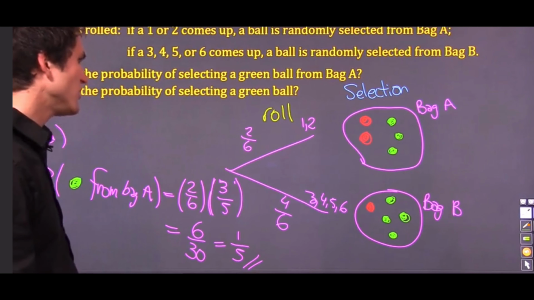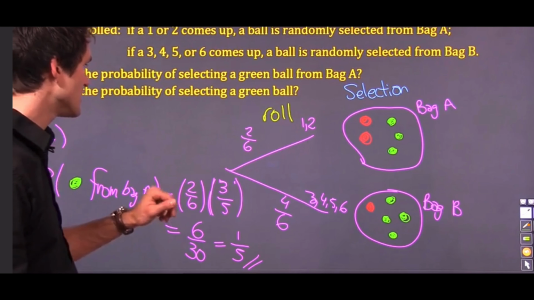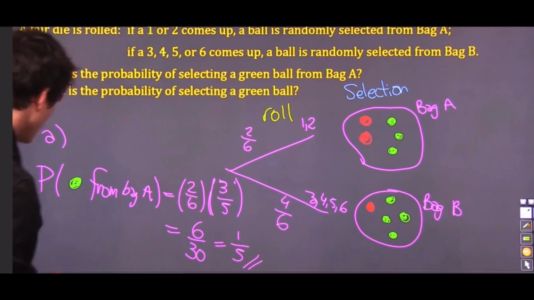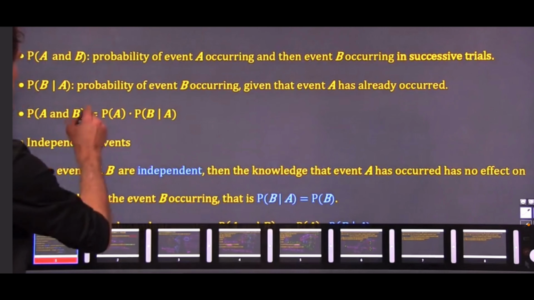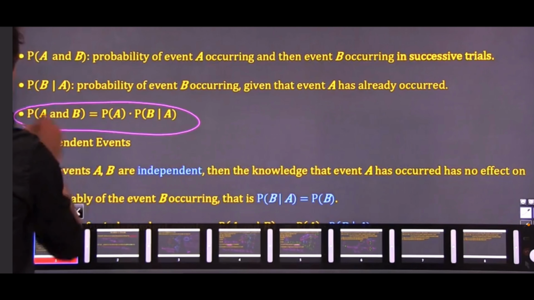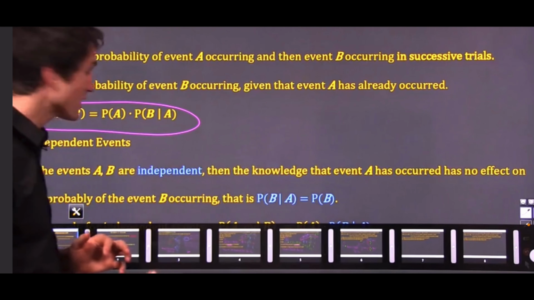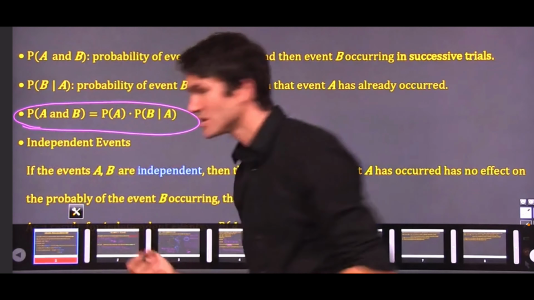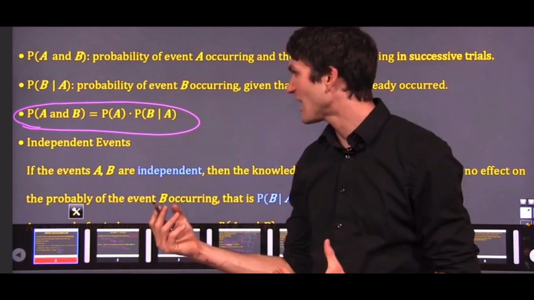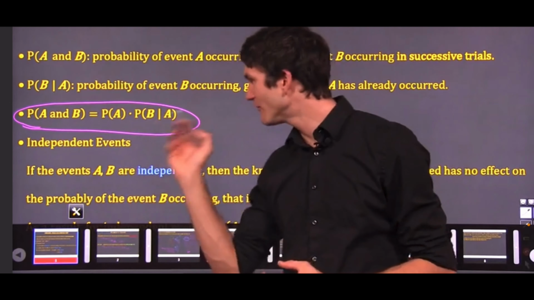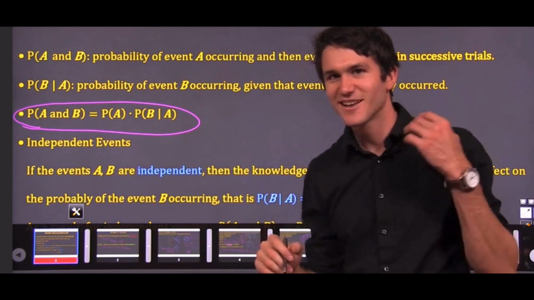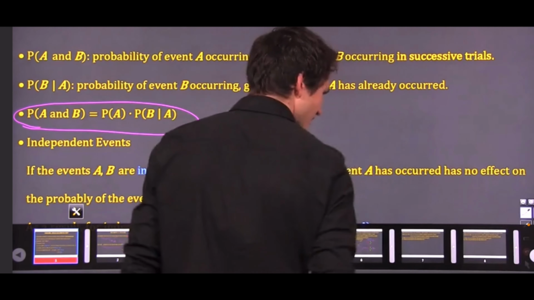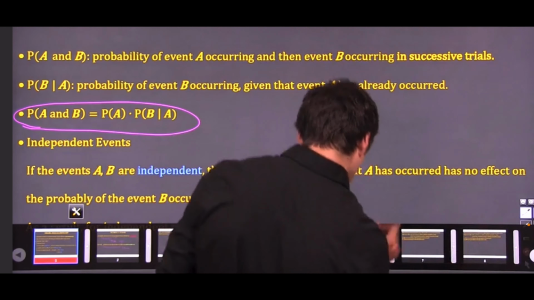Now, the good thing to note here is that this is the same thing as my formula. Remember my formula back from the first slide? The probability of A and then B occurring can be calculated by the probability of A times the probability of B happening, given that A has happened. That was pretty general. Let's apply it to our last example.